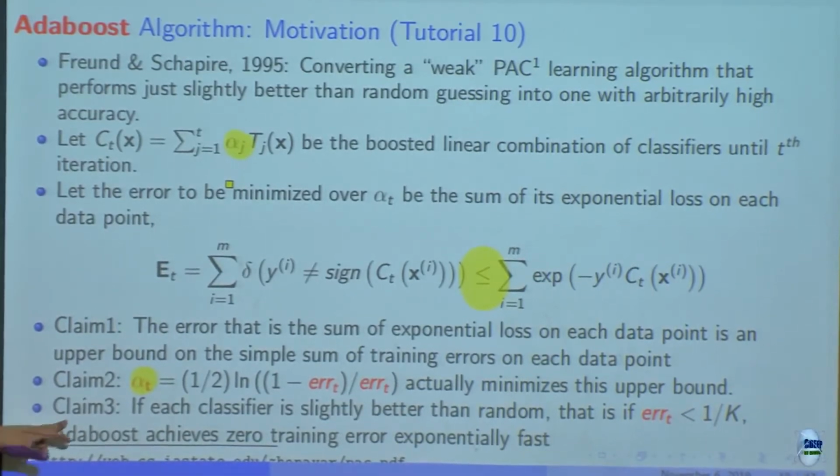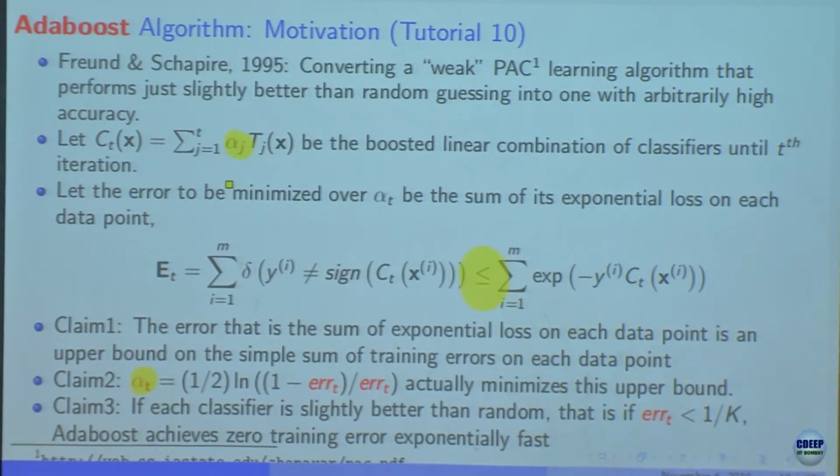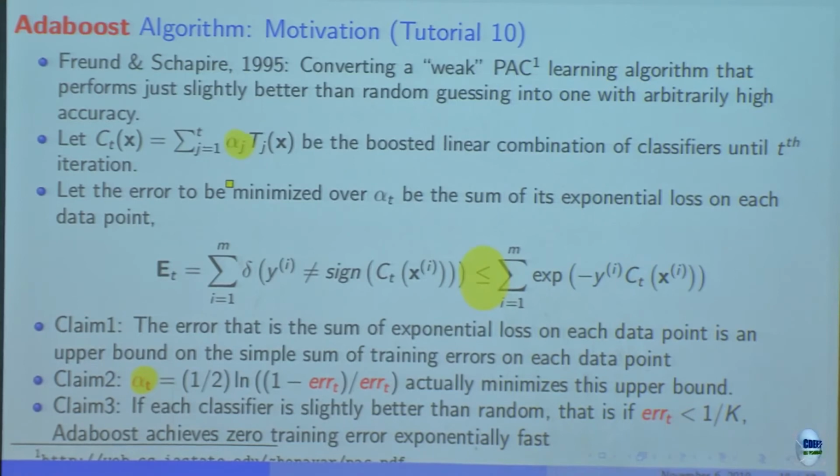And claim 3 is that if the classifier is slightly better than random, which is expected error less than 1 by k, then AdaBoost achieves zero training error very fast, exponentially fast. So this actually tells you why AdaBoost works and why these specific expressions.